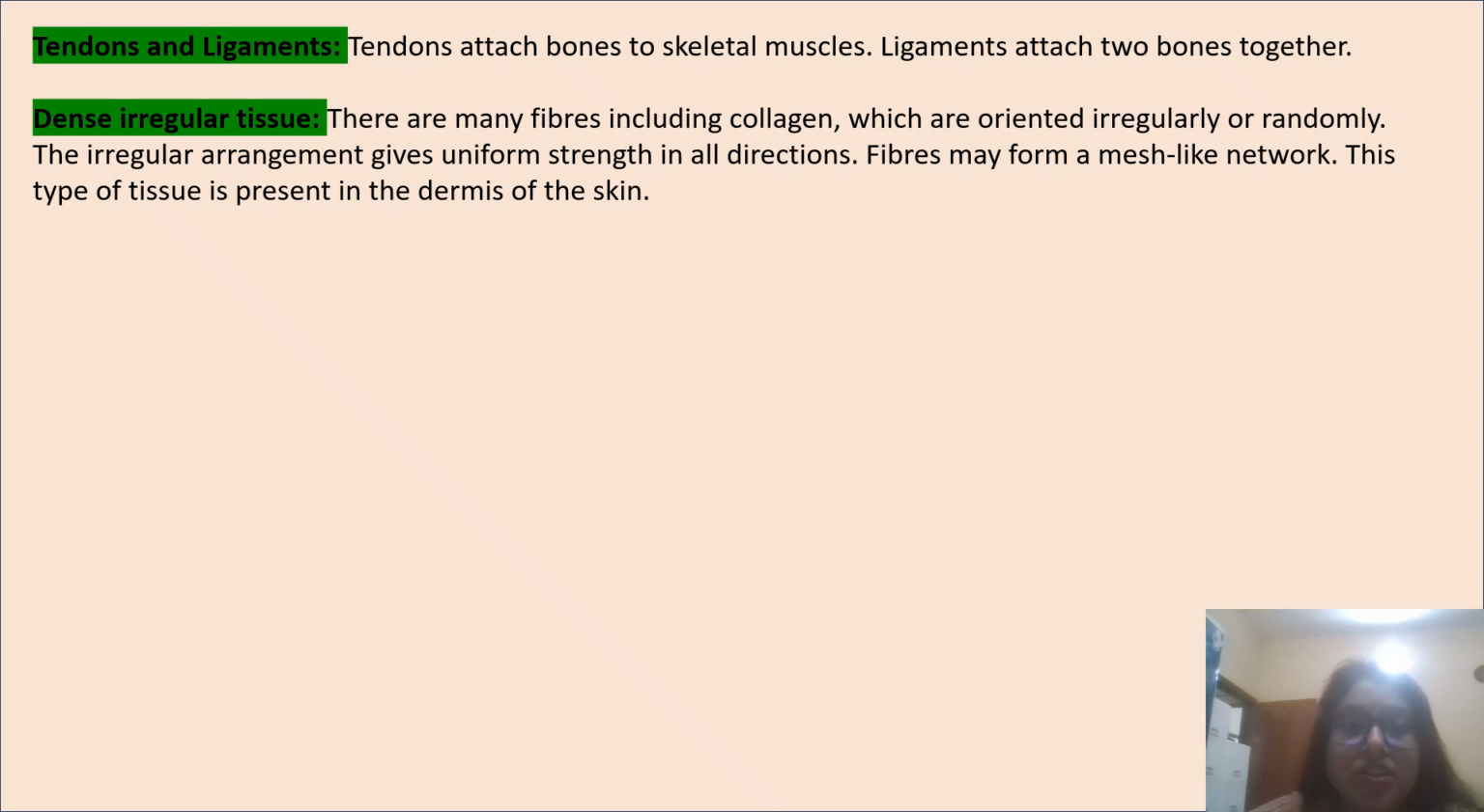Dense irregular tissue. There are many fibers including collagen which are oriented irregularly or randomly. The irregular arrangement gives uniform strength in all directions. Fibers may form a mesh-like network. This type of tissue is present in the dermis of the skin.